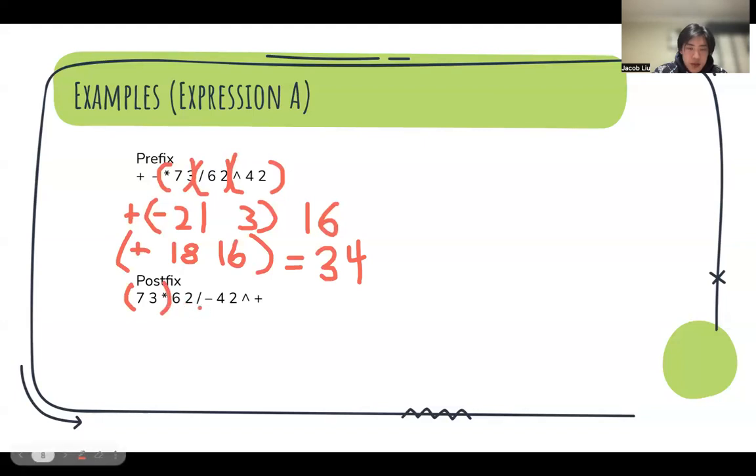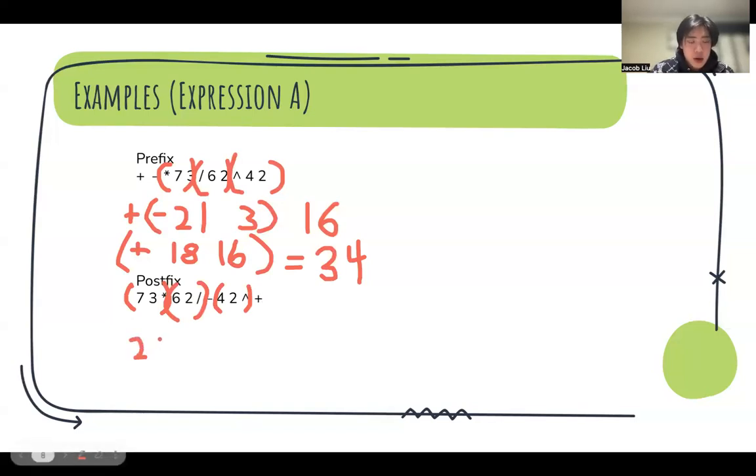How about division? Does it have two numbers right before it? Yes, it does. Does this minus have two numbers right before it? No, it does not. Does this exponent sign have two numbers right before it? Yes, it does. Does this plus sign? No, it does not have two numbers right before it. Now we do this out.